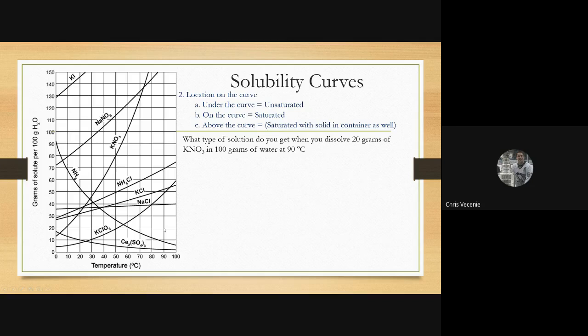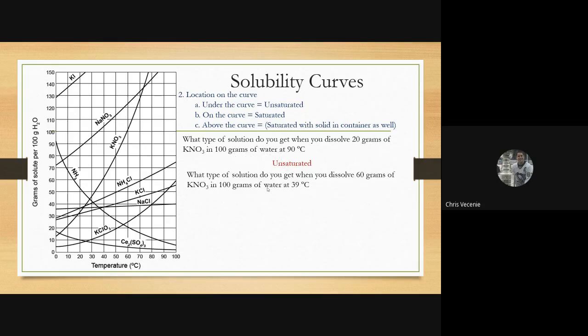Then I find my curve. My curve is the KNO3, which is this guy way up here. So if I'm sitting here and the KNO3 is up here, at 90 degrees, KNO3 can hold almost 200 grams. I only put 20 in. I'm under that curve. That makes me an unsaturated solution. I absolutely could dump more KNO3 into that water and it would disappear.